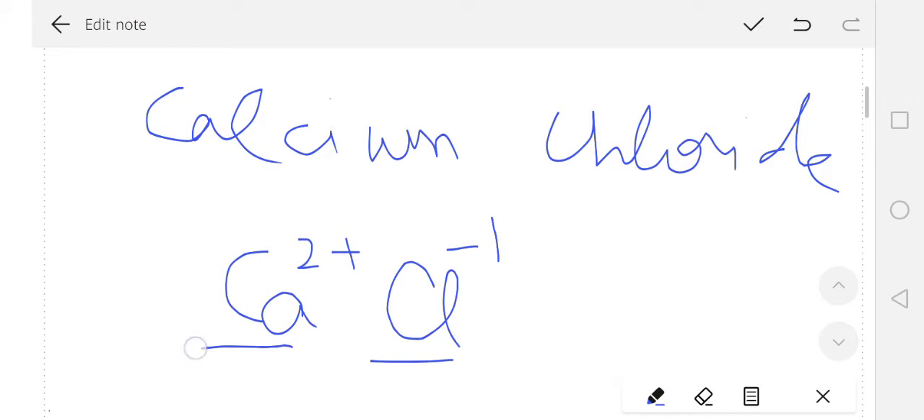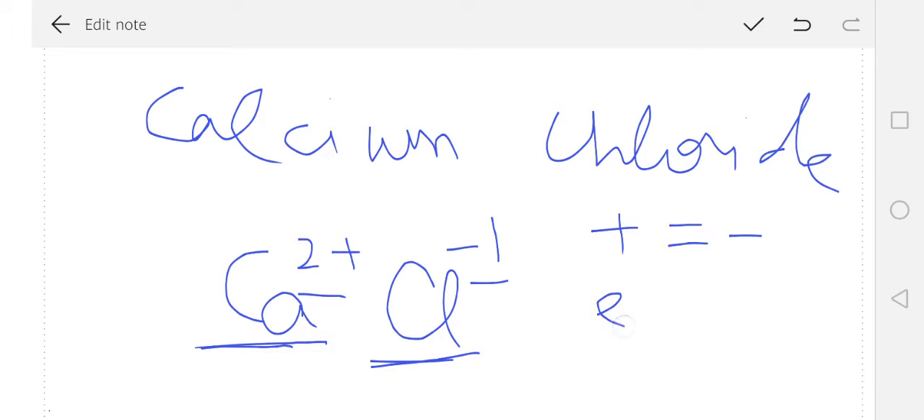Now calcium is 2 plus charge and chloride is 1 minus, so the valency is not balanced. So there should be 2 chlorides in order to balance calcium, because calcium has double positive charge but chloride has single negative charge. So keep in mind that the positive charge should be equal to the negative charge in a chemical formula, because the compounds are stable. Stable means their positive and negative charges are equal, just like an atom. In the case of an atom, you see that the number of electrons should be equal to the number of protons.